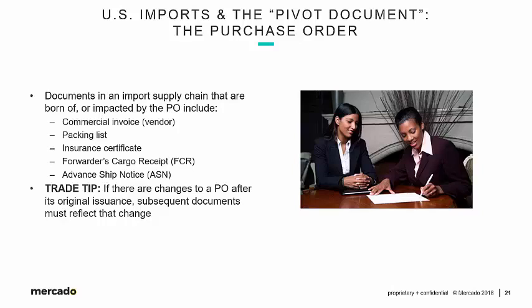As noted at the end of section 4, we divided this whole concept of the pivot document into 2 sections. What we have here is the second half of that conversation. We're still talking about U.S. imports and the pivot document, the purchase order.